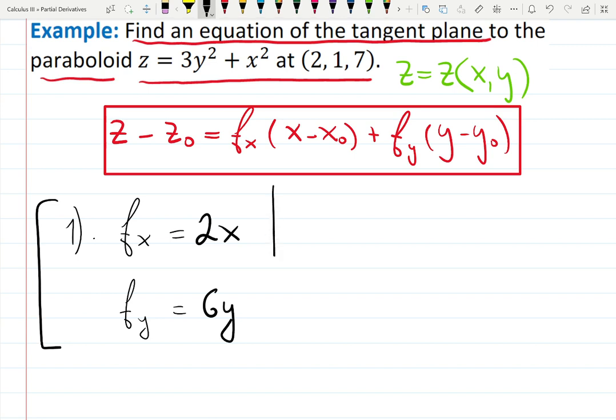Step two, you plug the point, just like we did in calculus 1. Let's do it here. Step 2, you plug the point. One of the notations is a bar with the point, or you can just do it like this.